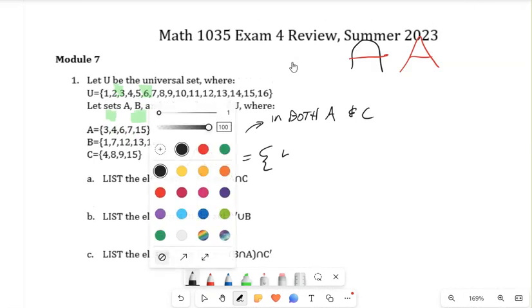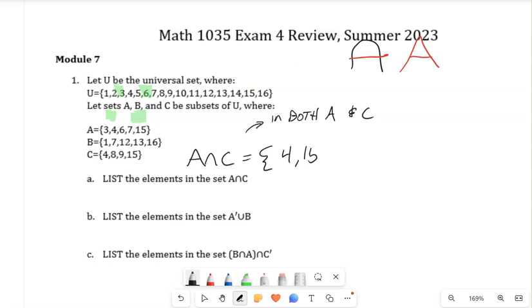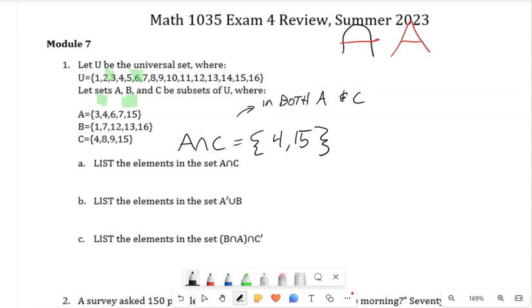and 15. Now it does say list the elements. Since it says just list the elements, I would give full credit for just 4 and 15 in the list. However, if they say find the set, then you want to include the set brackets, as I have these curly brackets around the 4 and 15.